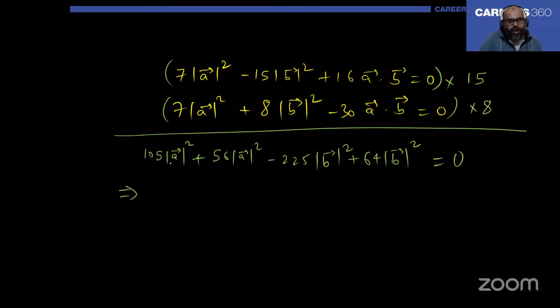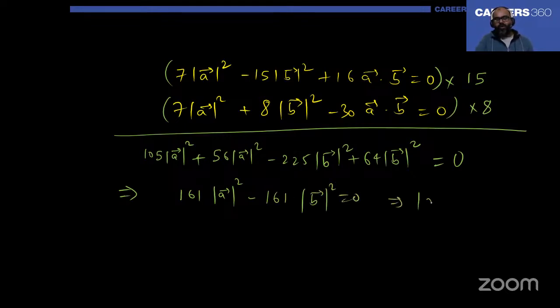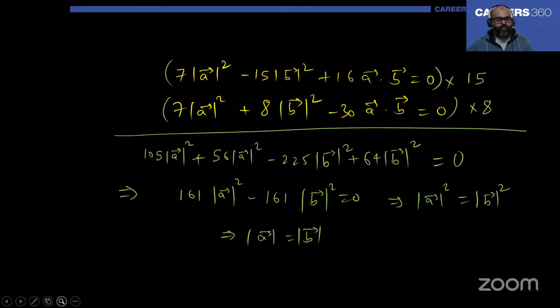So what we are getting: 105 plus 56 is 161 mod a square, and minus 225 plus 64 will become minus 161 mod b square, equal to 0. So we get mod a square is equal to mod b square, because 161 is common, which means mod a is equal to mod b.